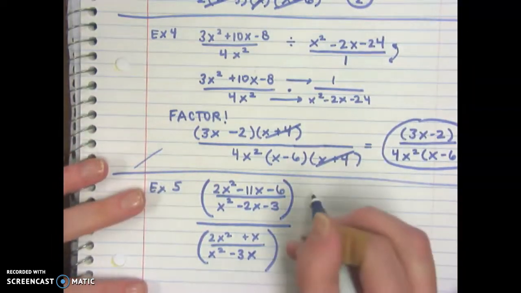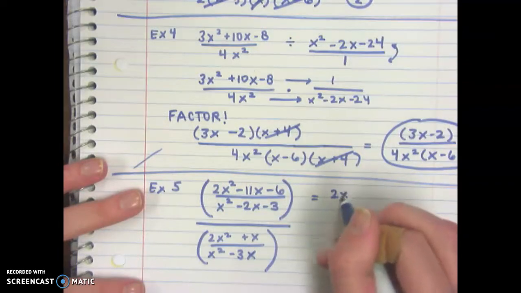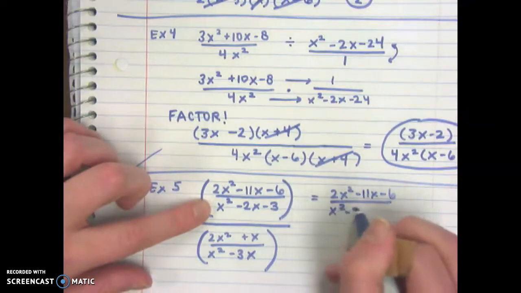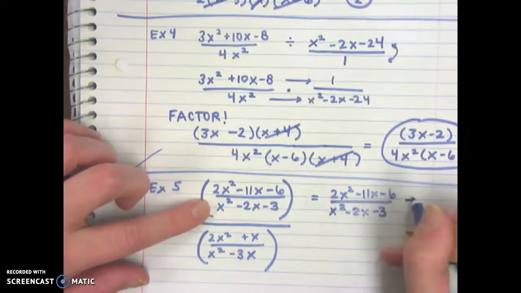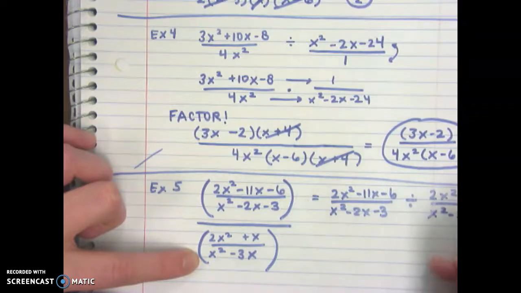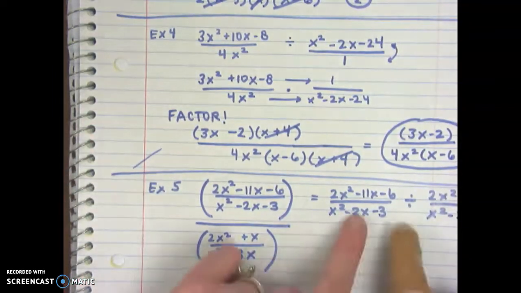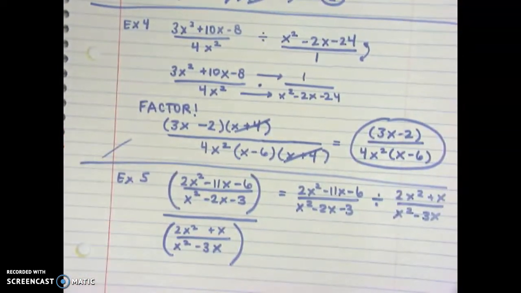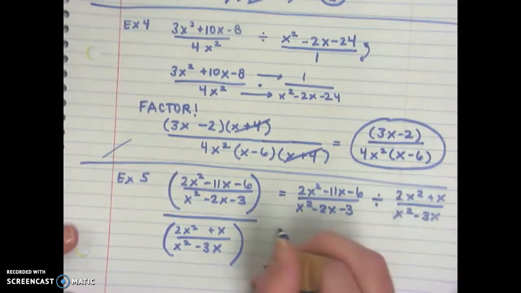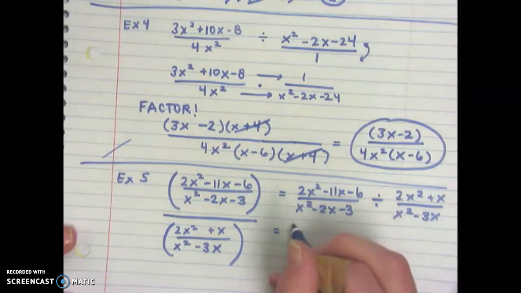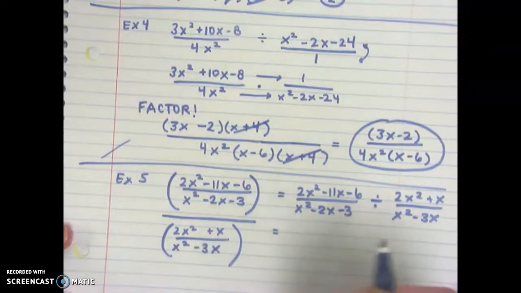So we can rewrite this as 2x squared minus 11x minus 6 over x squared minus 2x minus 3 divided by 2x squared plus x over x squared minus 3x. These mean the same thing. So when I'm dividing, I will multiply by the reciprocal. I'm also going to factor in the same step.